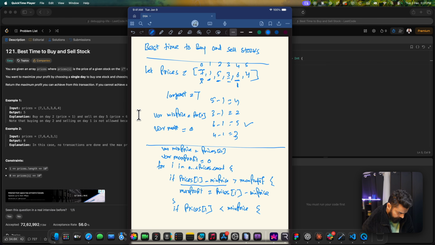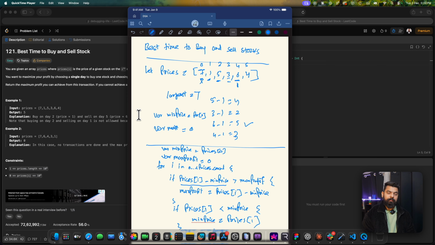So what I'll do here is update my min price. Min price equal to prices i, and we will be returning max profit. All right.